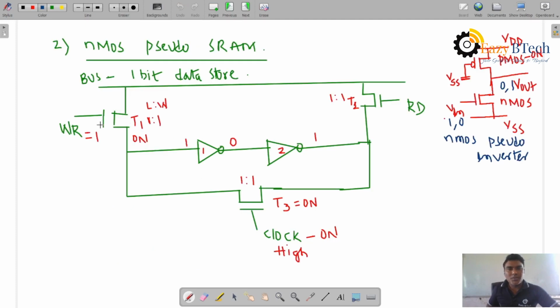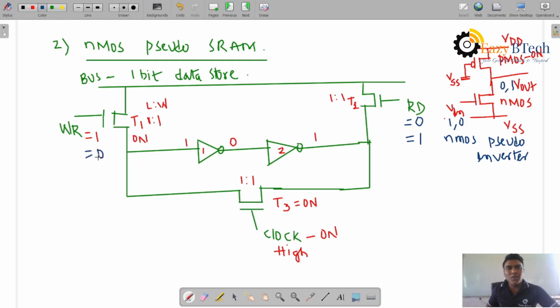Write operation is equal to 1. This is off. The data on the bus is passing through source and drain. It is 1, complement is 0, 0 complement is 1. Clock is equal to high, so it is stored over here. When RD is equal to 1, before it is 0.